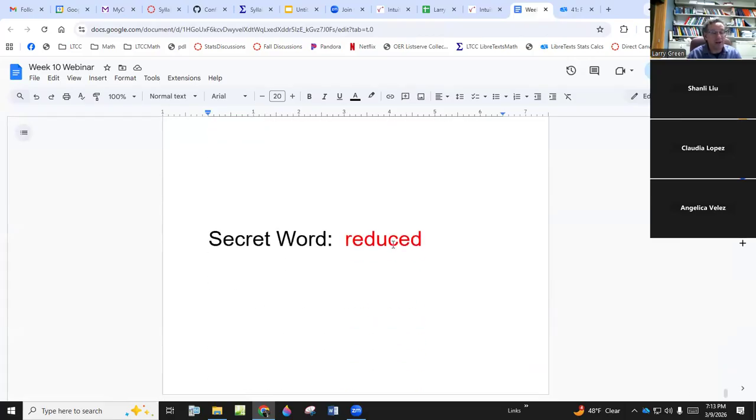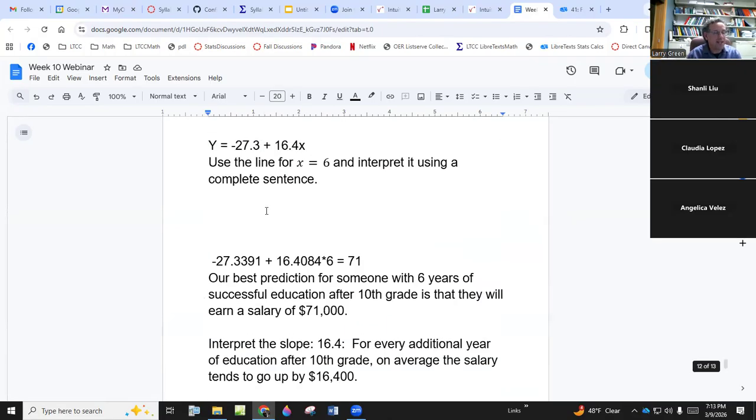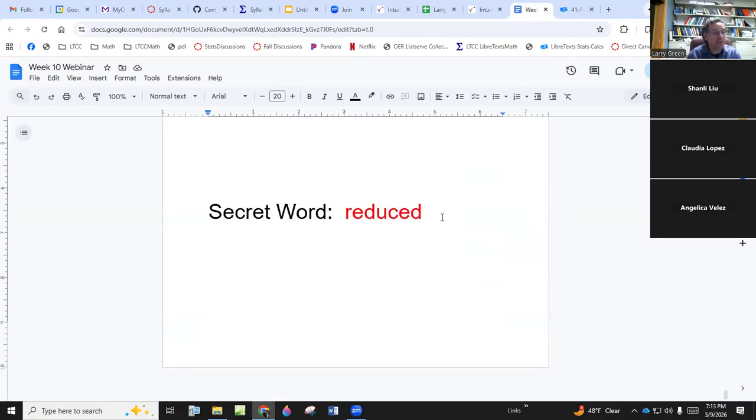All right, secret word. The secret word is reduced. Because we saw that if we had a negative slope, then for every increase of 1 for x, y on average tends to be reduced by whatever that slope was without the negative. That's why reduced. So hopefully you put that in your notes: reduced, reduced, reduced.